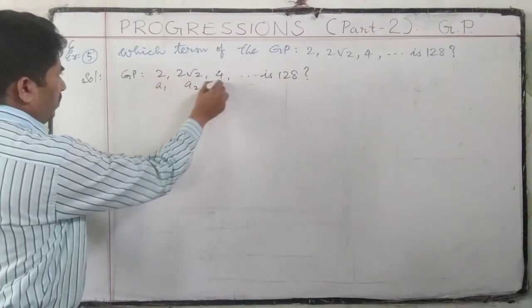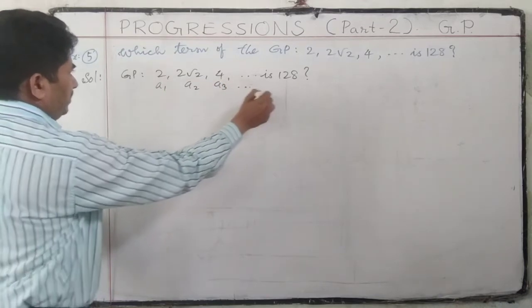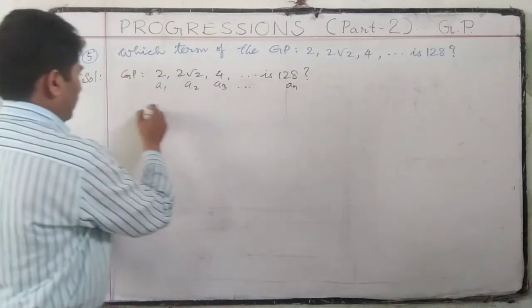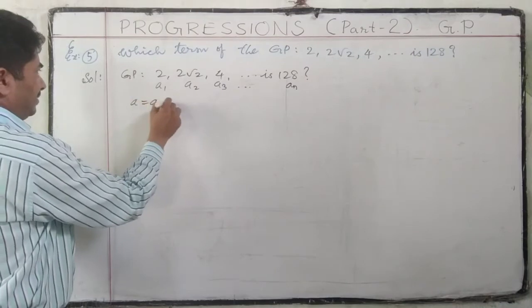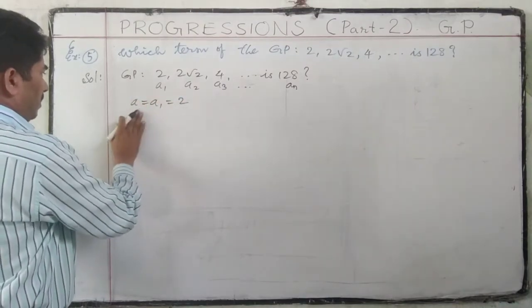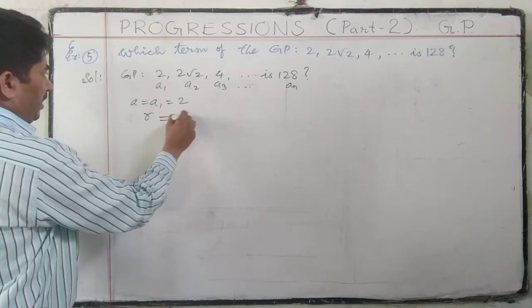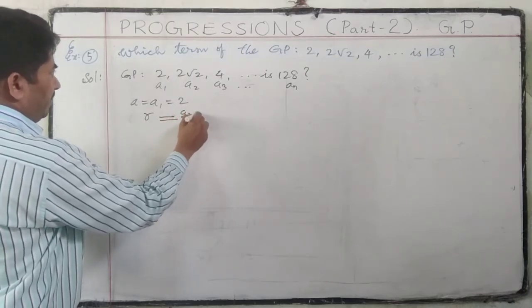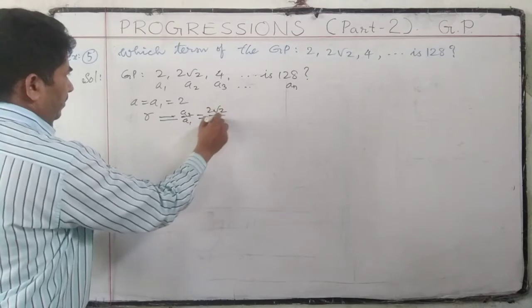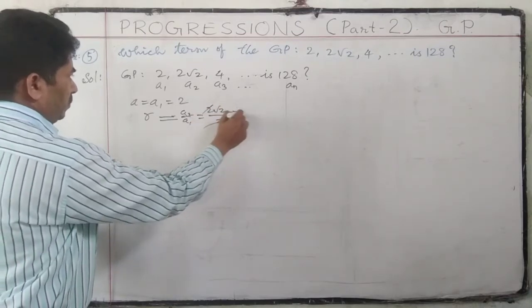A1, A2, A3 and so on. This is AN. A is equal to A1 is equal to 2. Common ratio R is equal to A2 by A1 is equal to 2 root 2 by 2, which is root 2.